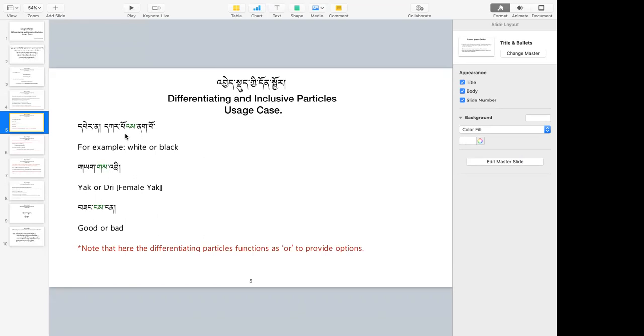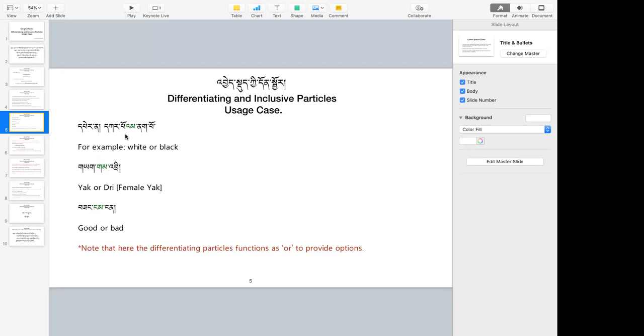So when there's two types of options, we also use this particular differentiating case. But in this case, the differentiation is done in a way that it is providing us an option. Or, so it functions as a conjunction which provides an option, or.